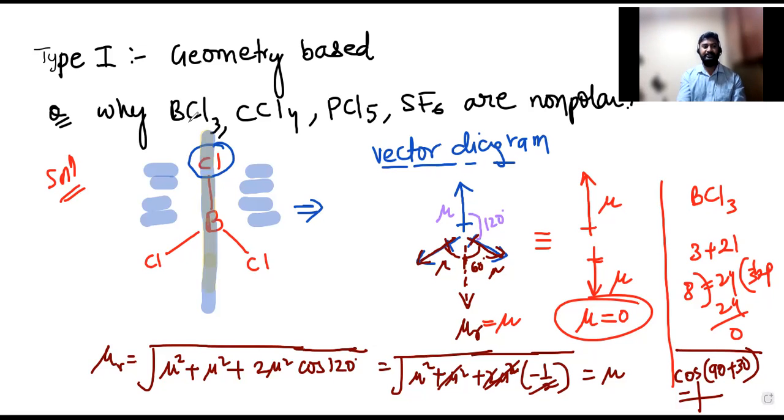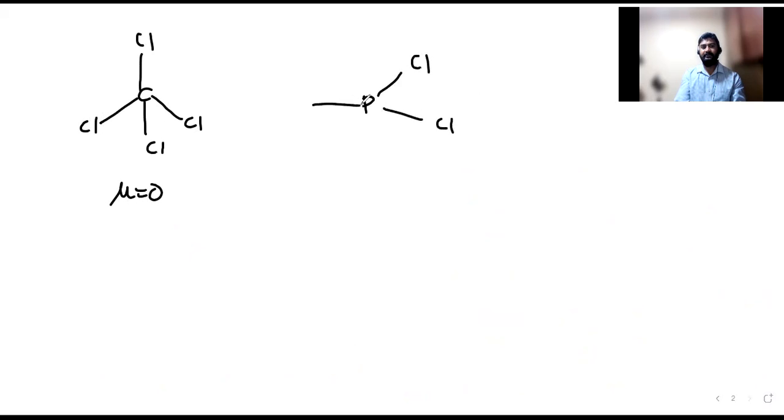Now the same thing you can do for CCl4 also. CCl4 has a symmetrical structure, so mu will be 0. Same goes with PCl5 also. One chlorine here, one chlorine here, one chlorine here, one up and one down. Is this symmetrical? Yes, of course. Cut the molecule from here. What will happen? Up and down, symmetrical. So this has mu 0.